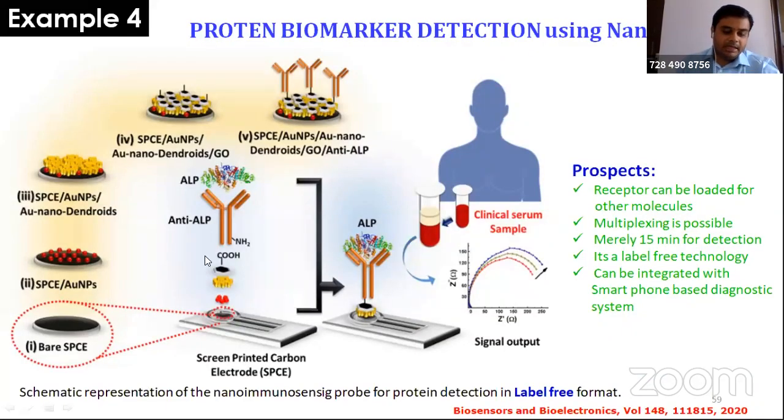Now, what I discussed so far were very small molecules. A dendritic or dendroid system can also be incorporated for the development of sensors for bigger molecules as a target. In this case, the molecule is ALP, alkaline phosphatase. So what happened here? This is the bare chip. On this bare chip, a gold nanoparticle has been incorporated, and after this, the nanodendroid has been loaded onto the chip. So there are 2 nanomaterials.